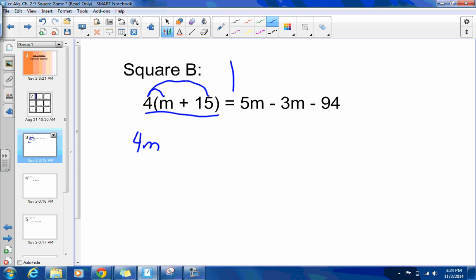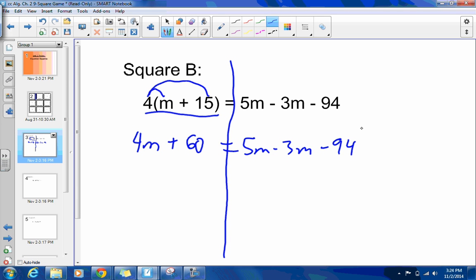And again, this is all happening on the left side of the equal sign, left side of the equation. And then 4 times 15, which is 60. And that's still equal to 5m minus 3m minus 94. All right, that's step 1.